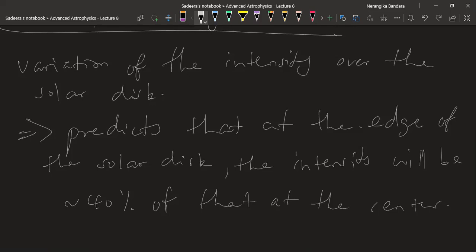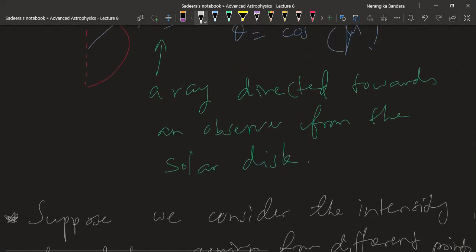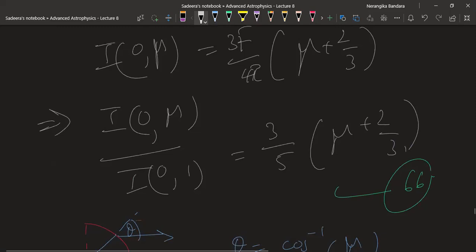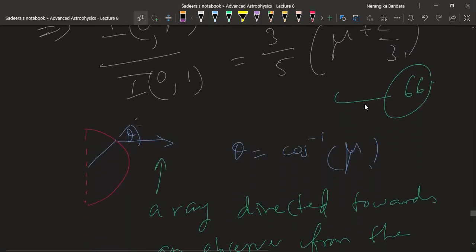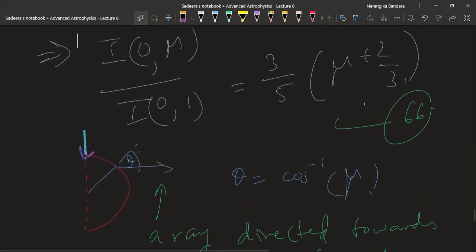In fact, if you go back to equation number 66, you can do it yourself. Okay, just look at it. So when you go towards the edge, that means, right, okay, so when you're at the edge, that means at this point, it is going to be 90 degrees, or pi divided by 2. Okay, which means mu at that point would be what?